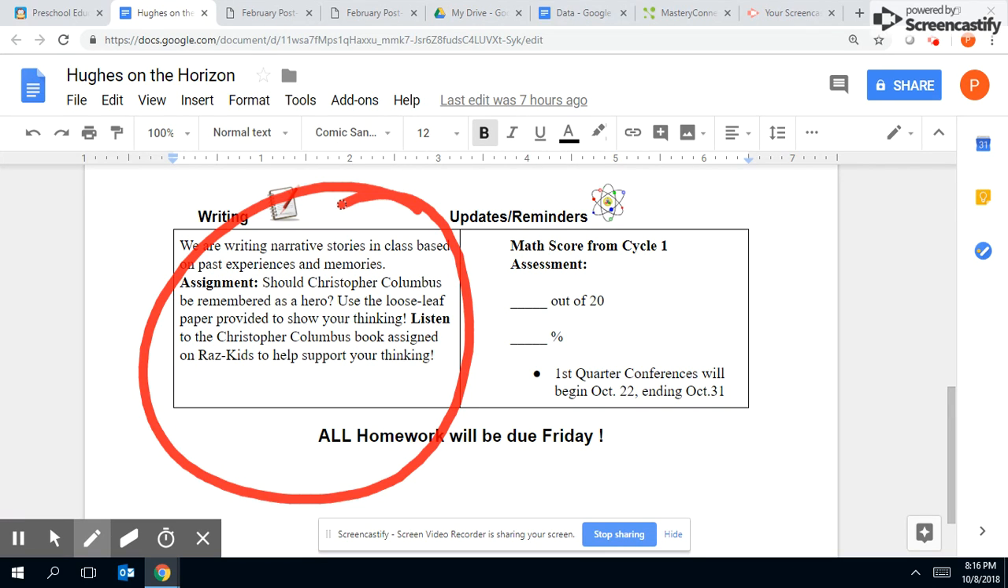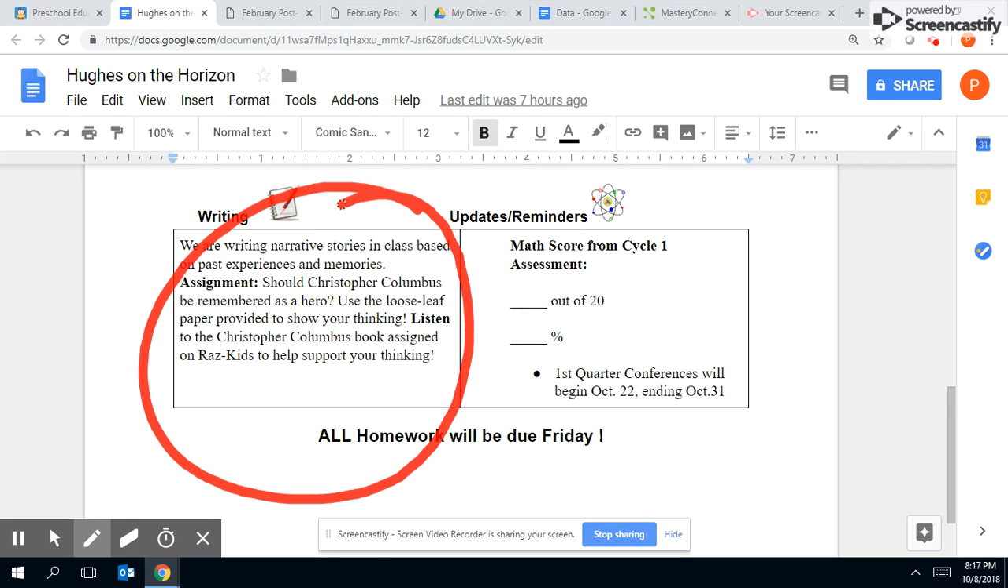And in the reading, you're reading more about Christopher Columbus. And also, I have assigned your students to listen, not read, but listen. Listen is the key word, to a level Z. That's the end of fifth grade, a level Z book on Raz Kids about Christopher Columbus. I want them just to listen to that story, and I want them to write on that loose leaf paper that I provided, whether it's the front or the back. I just want them to write and tell me, should Christopher Columbus be remembered as a hero?